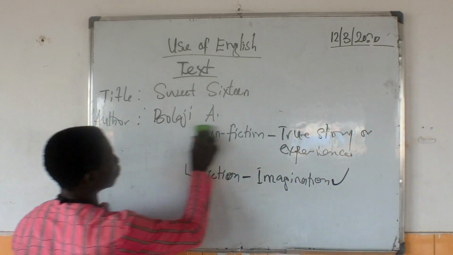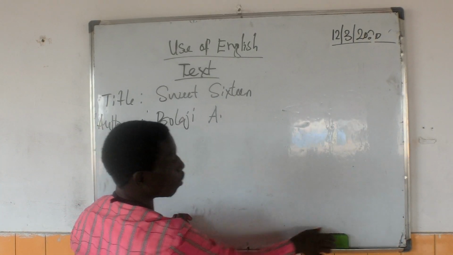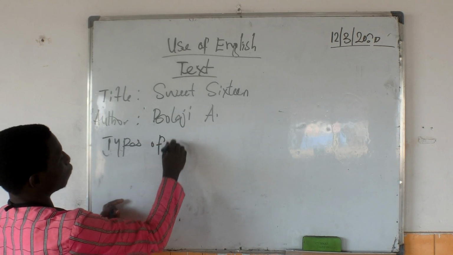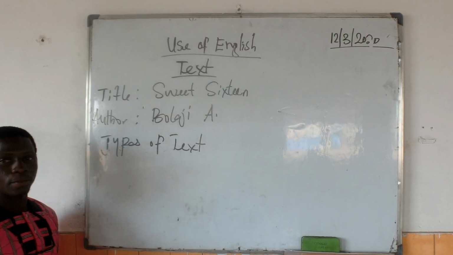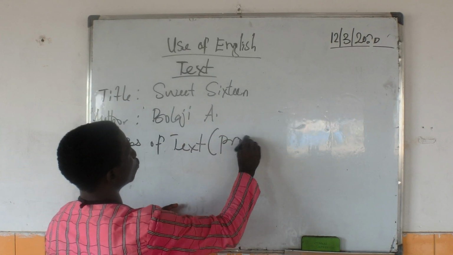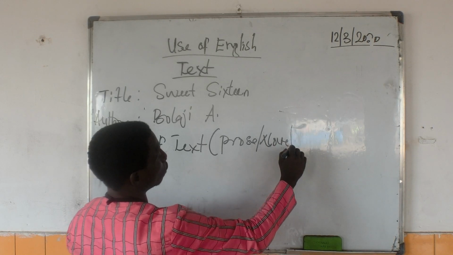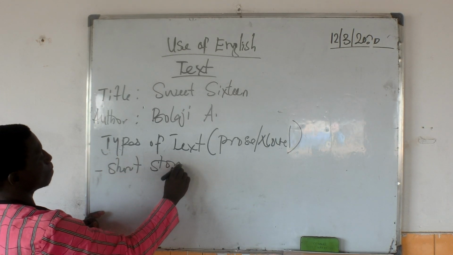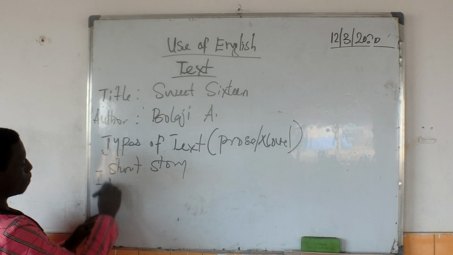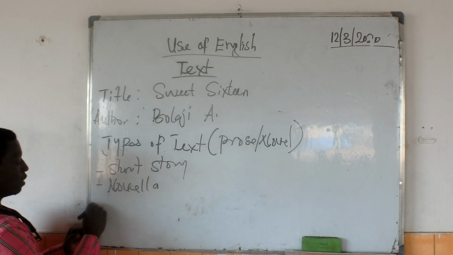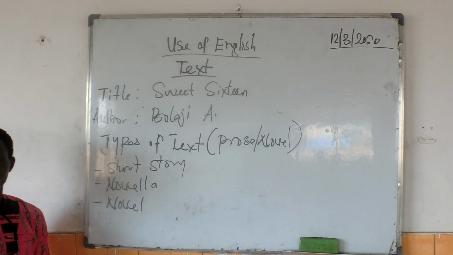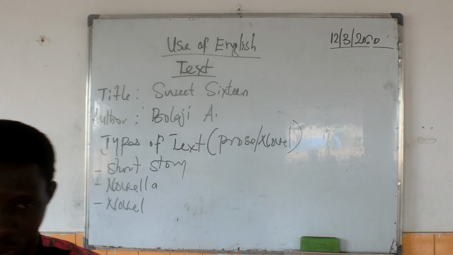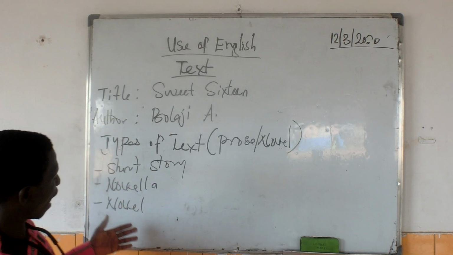Then the next thing I want us to bear in mind as we go in for this exam is the types of texts, particularly what we call prose. So we have what we call short story, and then we have what we call novella. Then we have what we call novel. So this is to tell us that it is not all texts that we lay our hands upon that are actually called novel. No. Some are short stories.